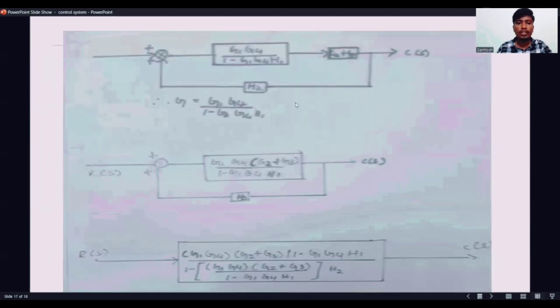And then after reducing the minor loop, we'll get this one: G1 G4 divided by 1 minus G1 G4 H1. And we had that parallel one, so we got G2 plus G3. And then again the minor loop, and you'll get the final equation as G1 G4 (G2 plus G3) divided by (1 minus G1 G4 H1), divided by 1 plus G1 G4 (G2 plus G3) divided by (1 minus G1 G4 H1) into H2.